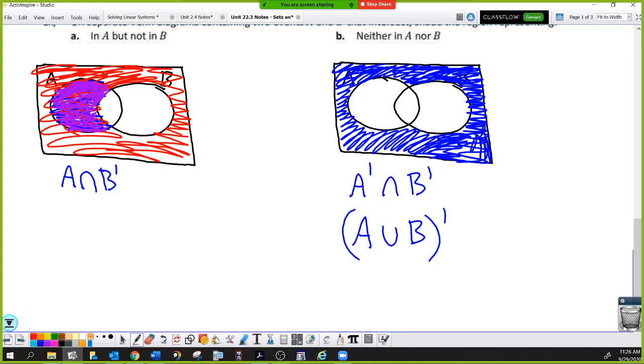And I'm not going to lie, probability with set notation and stuff like that is not always easy. Set theory is hard. Set theory is very difficult. And this is just baby steps. A prime union B prime would also include this and this. That's A prime union B prime.